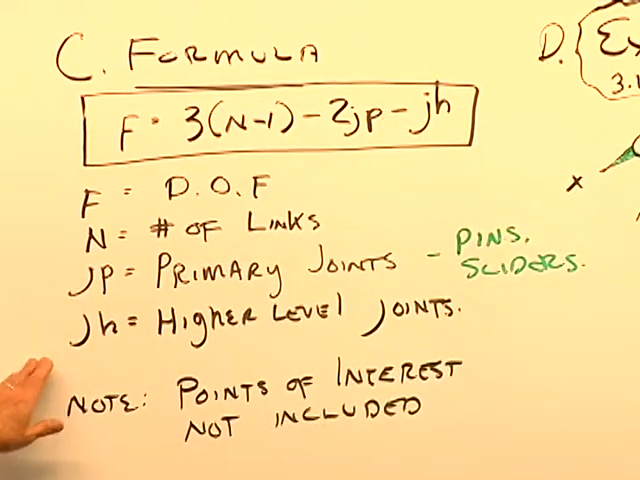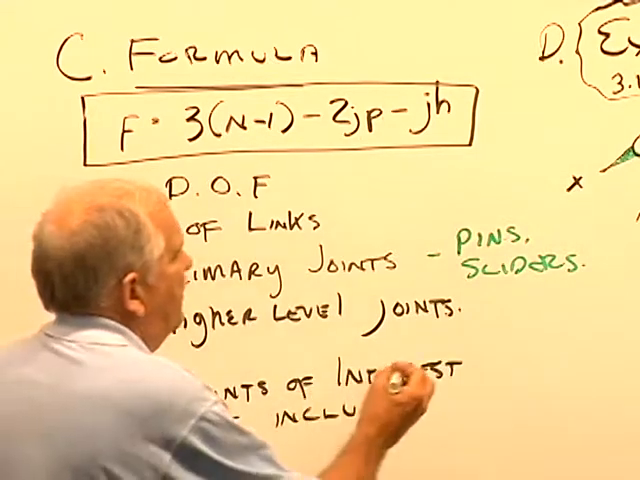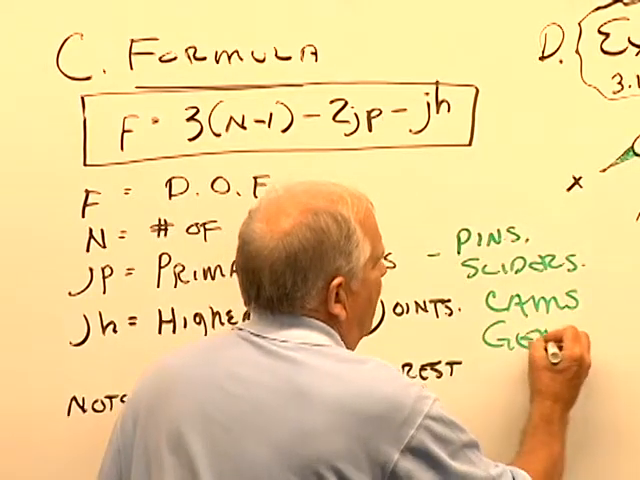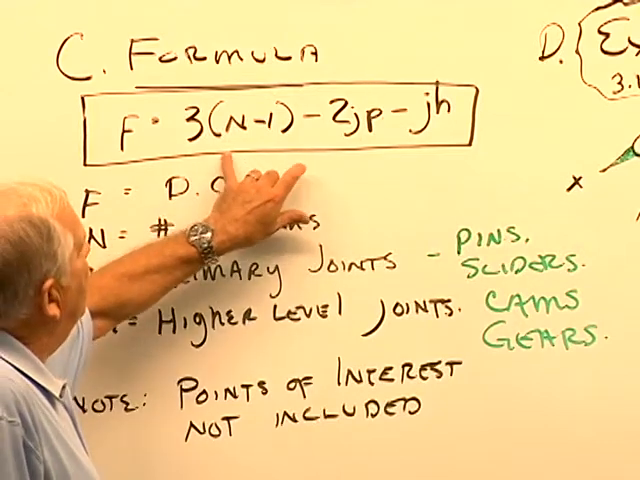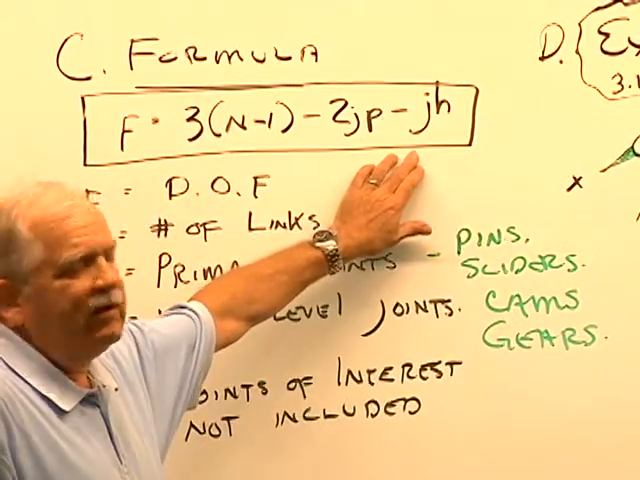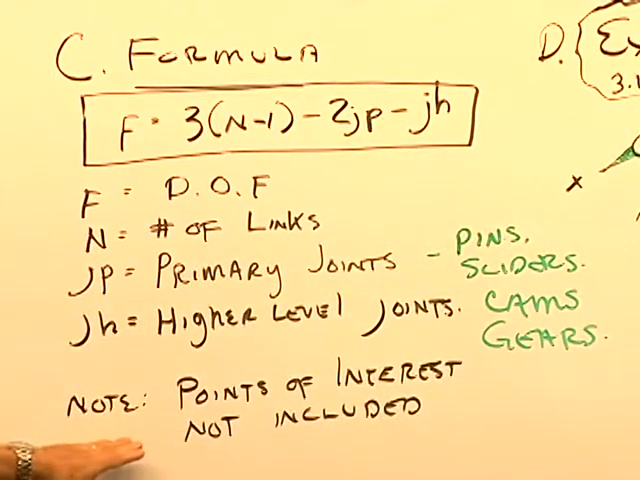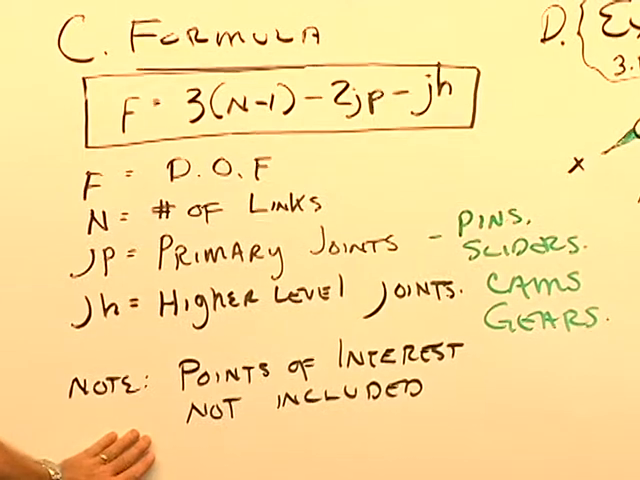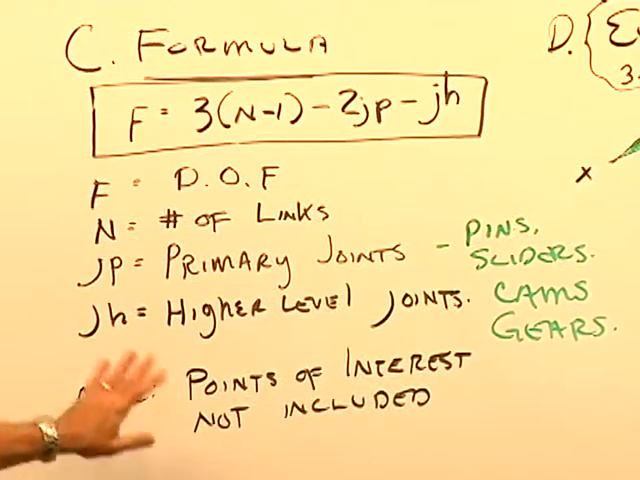And then there's higher level joints. And these higher level joints have to do with some more advanced pieces in the mechanism. And this would be cams and gears specifically. So those are higher level joints. So now when you look at the formula, you have those 3 unknowns in the formula, and all you have to do is apply them to that mathematical equation. Now, I want to point out that points of interest do not count. It's only just the joints and the links that we're going to use. Okay, so it's that simple.